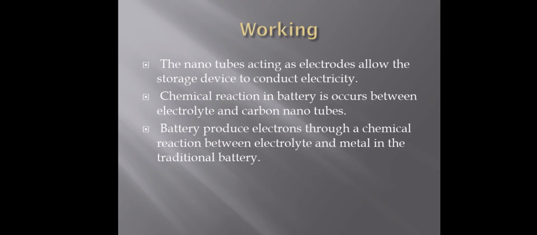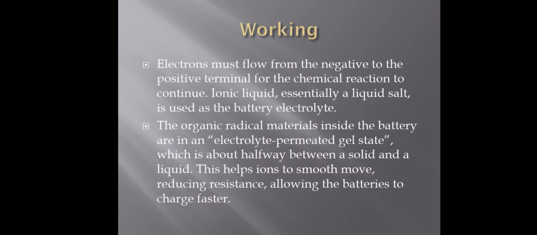Working: The nanotubes acting as electrodes allow the storage device to conduct electricity. Chemical reaction in batteries occurs between electrolyte and carbon nanotubes. Battery produces electrons through a chemical reaction between electrolyte and metal in the traditional battery. Electrons must flow from the negative to the positive terminal for the chemical reaction to continue.